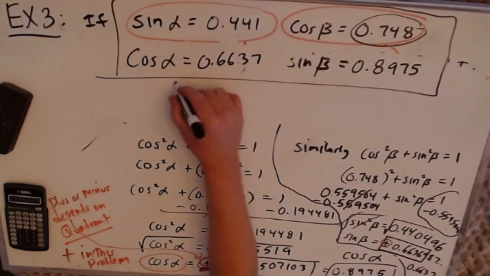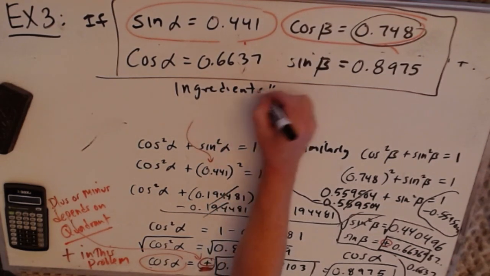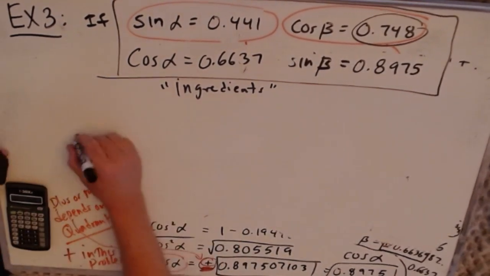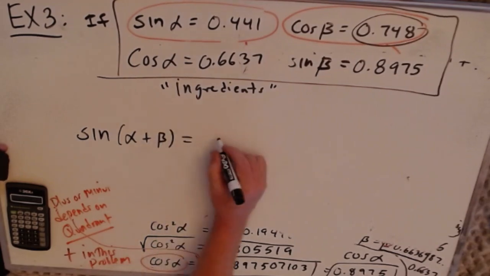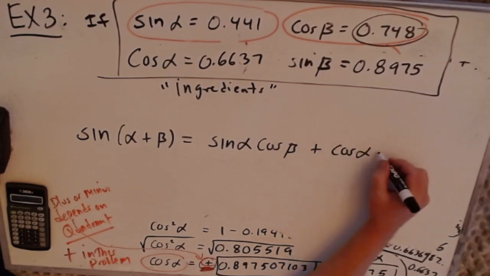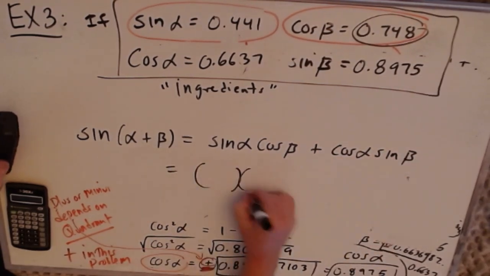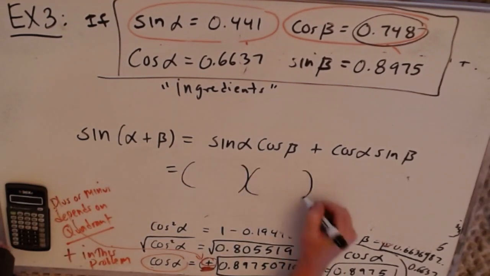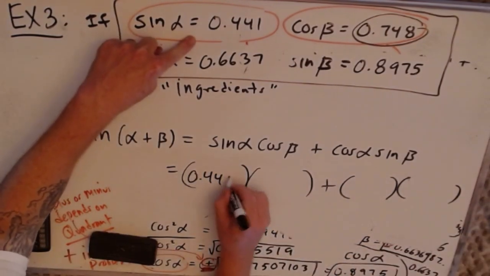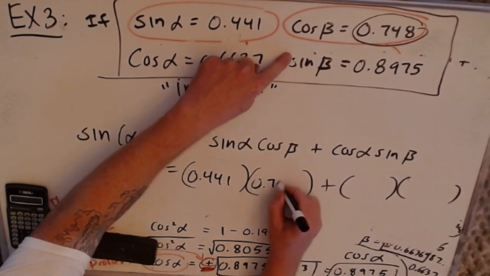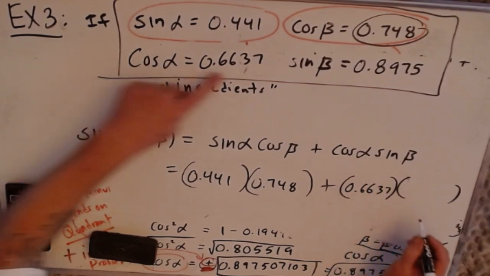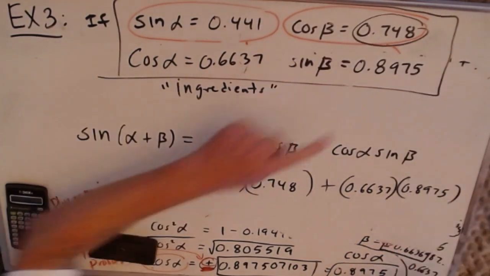All right, so these are our ingredients. We're not done yet, we're just getting started. Now we want to know what sine of alpha plus beta is. So that's sine alpha cosine beta plus cosine alpha sine beta. You've got all your ingredients, so just put them all in the pot and press start. So we have 0.441, 0.748, 0.6637, and 0.8975.